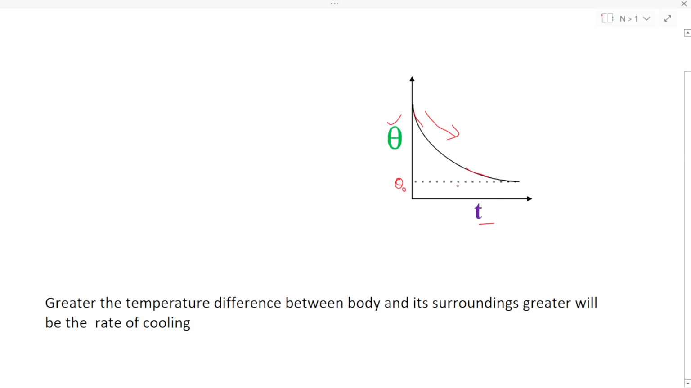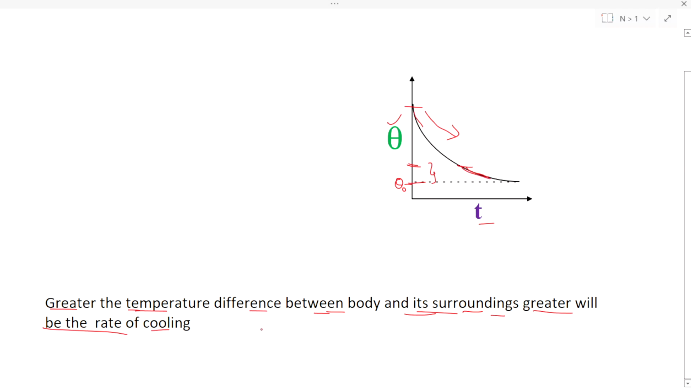What is the reason? The reason is the temperature difference between the body and the surrounding. The greater the temperature difference between the body and the surrounding, the greater will be the rate of cooling. That means initially the temperature difference between the body and the surrounding will be more, so the rate of cooling will be more compared to later. If the temperature difference between the body and the surrounding is less, then the rate of cooling will also be less.